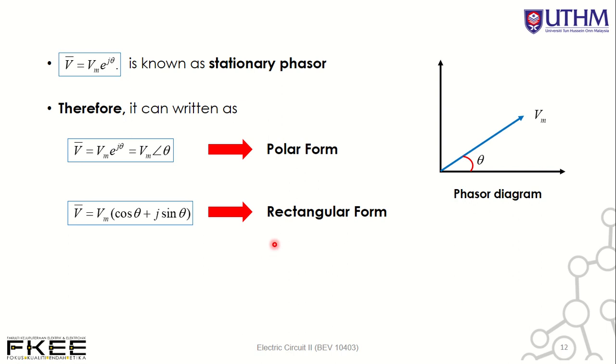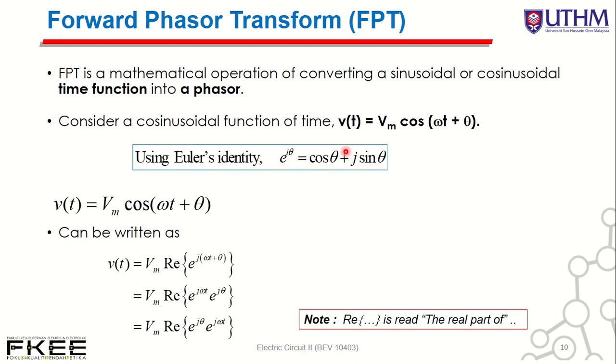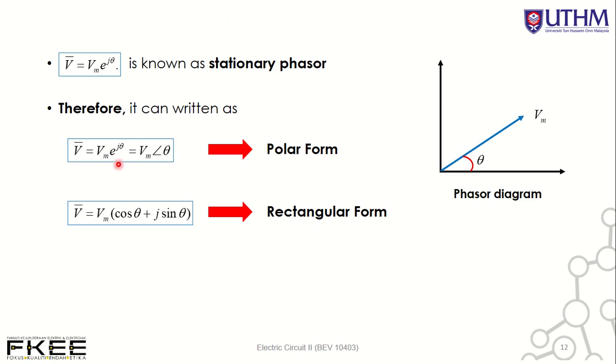So what we need to focus on is actually the stationary phasor, V equal to Vm e^(j theta). Therefore we can write Vm e^(j theta) in polar form, Vm angle theta. So our time domain, from v(t) equal to Vm cos(omega t plus theta), we can write in polar form as Vm angle theta. We call it polar form, with magnitude Vm and angle theta.